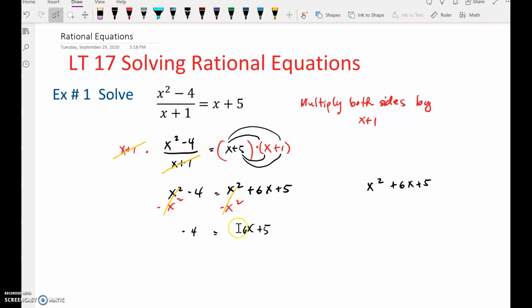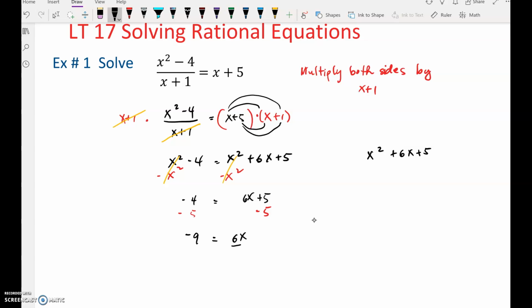Then I will focus on getting this isolated, by itself, on this side. So I'll do minus 5 here, minus 5. Then we'll get on the left side negative 9 equals 6x. And then finally, we divide both sides by 6, so x is equal to, we've got to simplify it, negative 3 over 2. Or in decimal, it is negative 1.5.